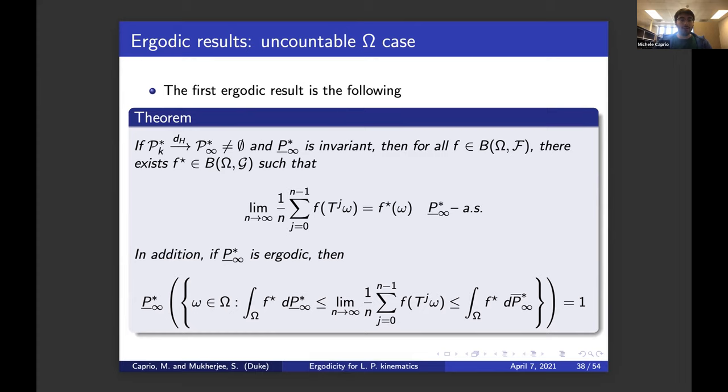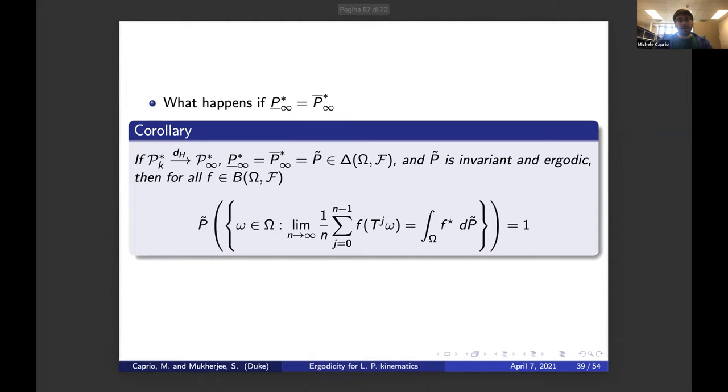This is kind of the usual Birkhoff's ergodic theorem with two twists this time. The first twist is using this upper and lower probability approach. And the second one is that we have F star here instead of the same F we used to compute time averages. Of course, when lower and upper probabilities agree, the interval shrinks down to a single point, to a single element.